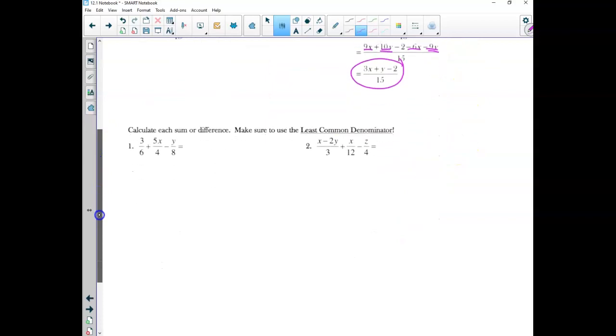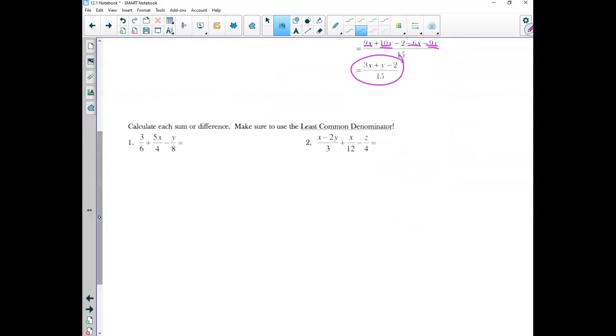So we're going to calculate each sum or difference. Make sure to use the least common denominator, okay? You want the least common denominator. So once you hit pause, go find these least common denominators, and we'll be back.